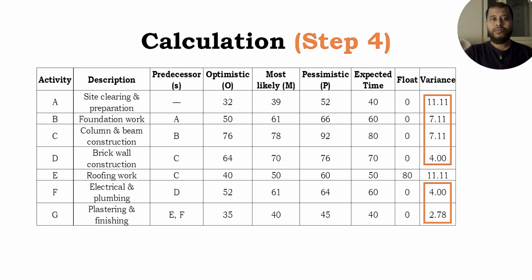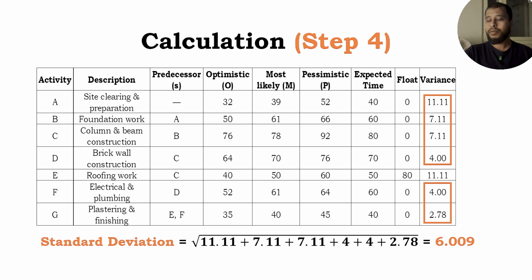Step 4. Find the standard deviation of the project. Sum the variances along the critical path A, B, C, D, F and G. Then take the square root. Roughly it is 6.009 days. This tells us how much the total time might vary.